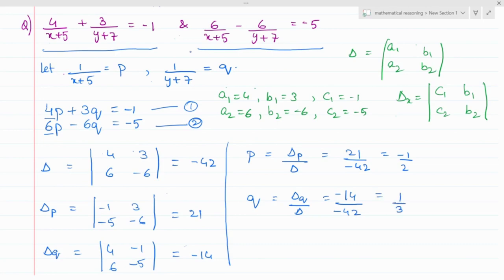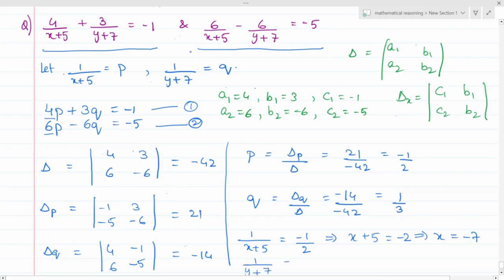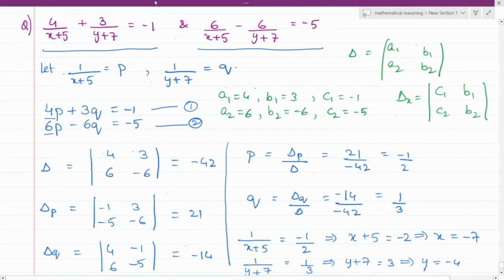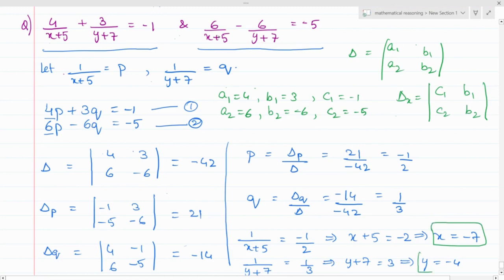But in the question we need to find the values of x and y, not p and q. So just put the values over here. 1/(x+5) is p, and p is -1/2. So x + 5 will be -2 and x will be -7. Now next 1/(y+7) is q, and q is 1/3. So y + 7 is 3, and y is -4. Therefore the values of x and y are: x is -7 and y is -4. So these are the values of x and y for the required equations.